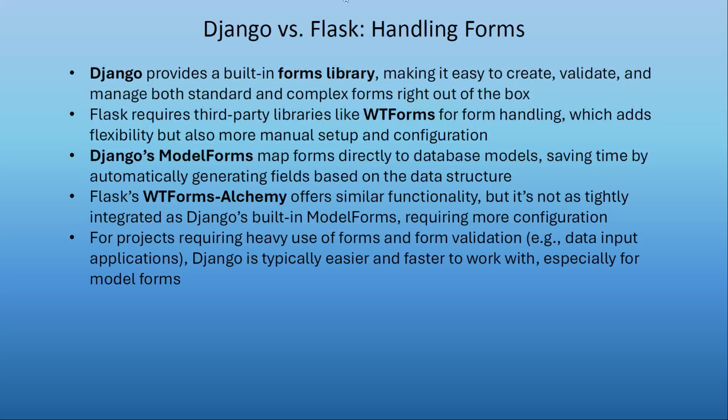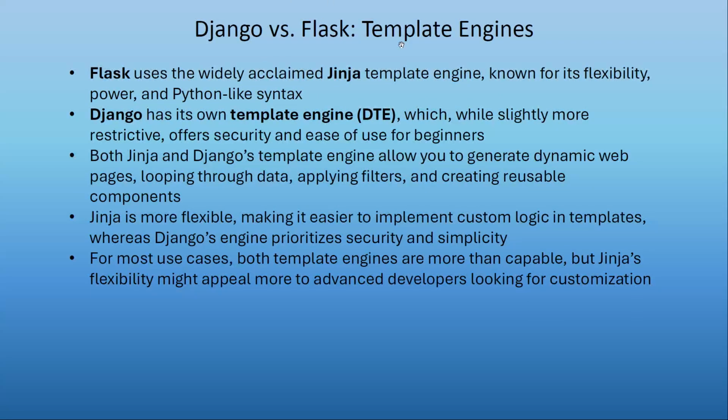So as far as templating engines, Flask uses Jinja, which is a third-party one, and Django has its own. I would say that Jinja gives you a little bit more flexibility, but anything that you're going to need to do, I think you can do in either templating engine. I haven't really heard of anything where Django's templating engine wasn't powerful enough to do things, but I know Jinja kind of gives you more flexibility.